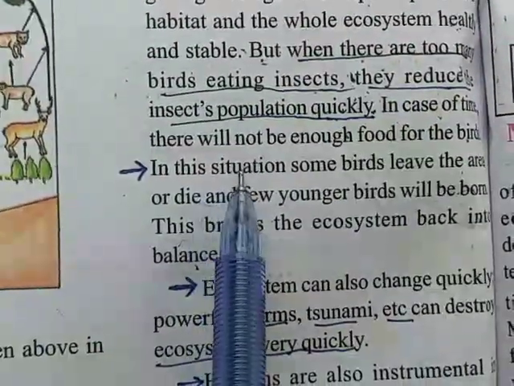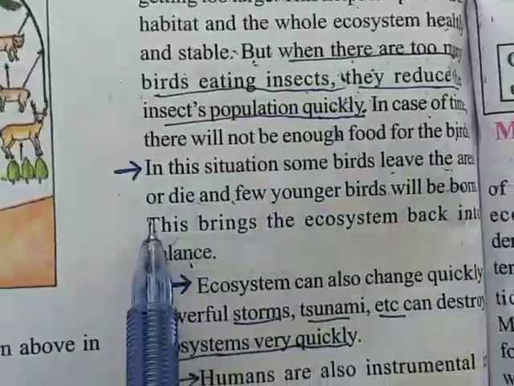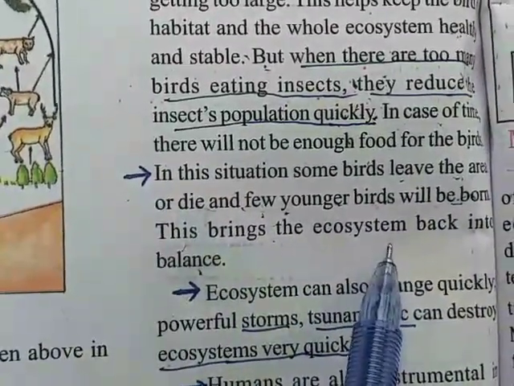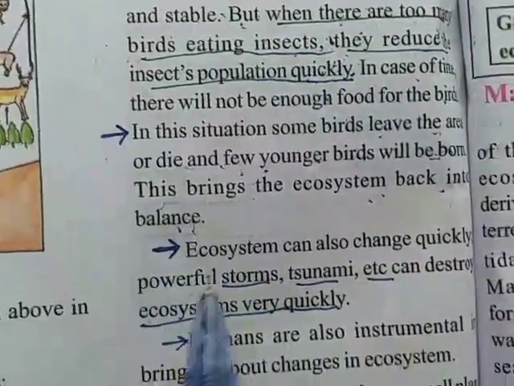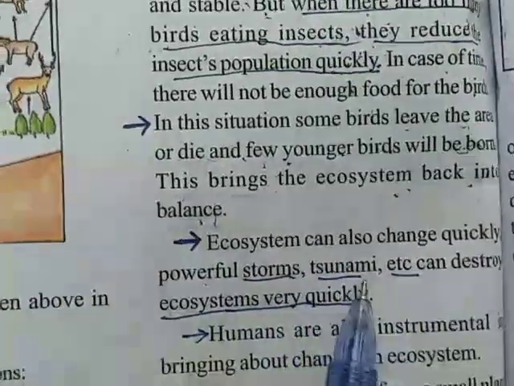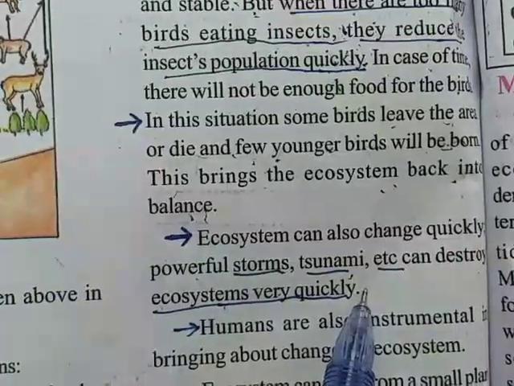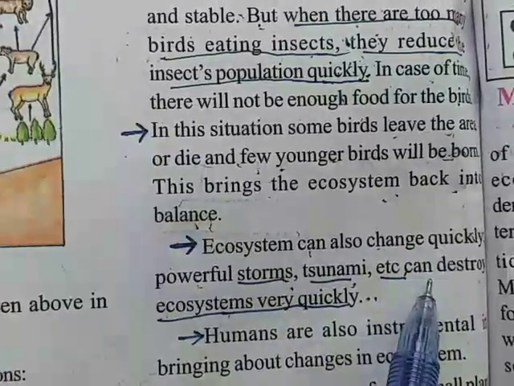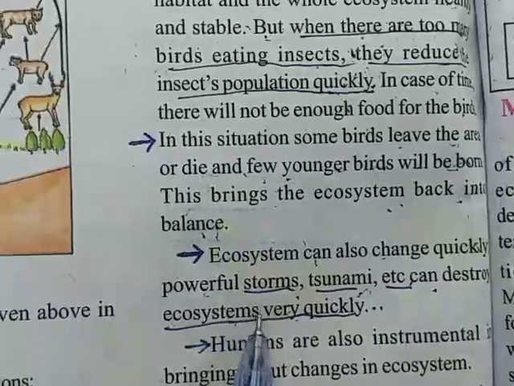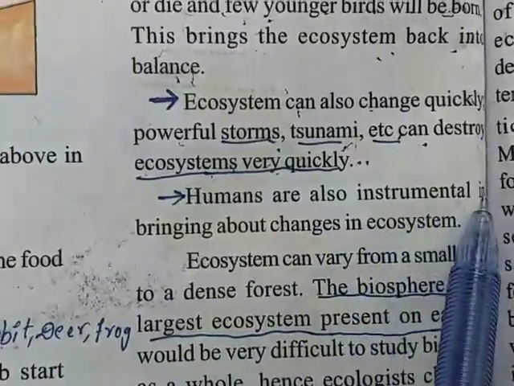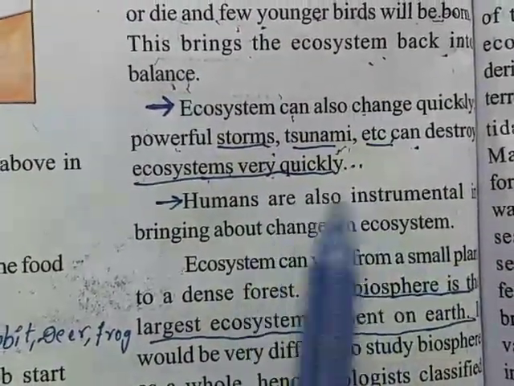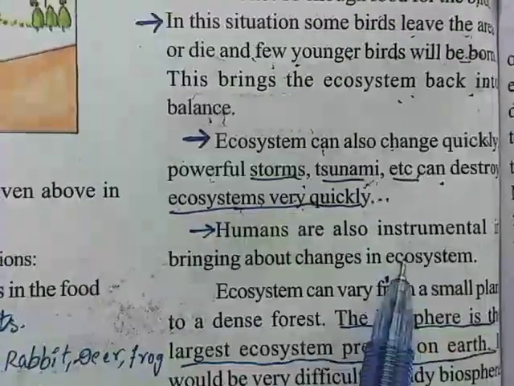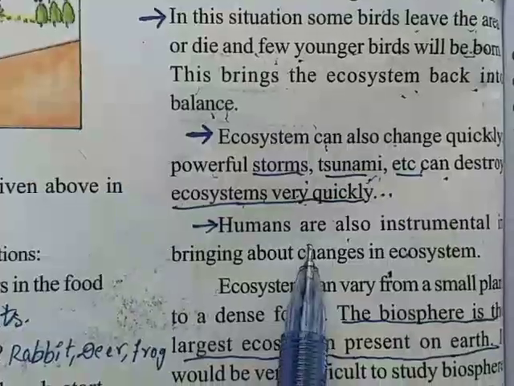Because of the lack of food, some birds leave that area, or some may die. As a result, new birds will be born, and finally the ecosystem becomes balanced. An ecosystem can also change quickly. Powerful storms, tsunamis and other natural disasters can destroy an ecosystem very quickly. Humans are also instrumental in bringing about changes in an ecosystem. The human population also changes because of harmful diseases like Spanish flu and corona diseases, which decreased the population of humans.